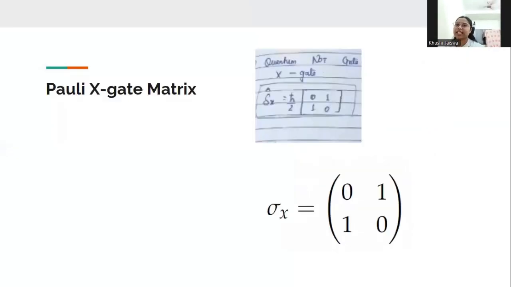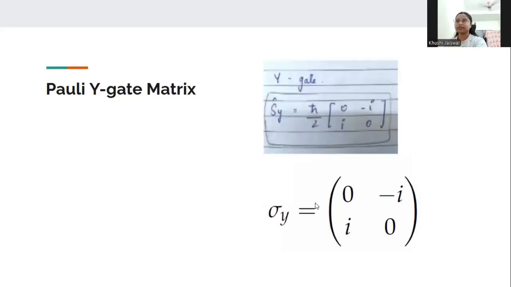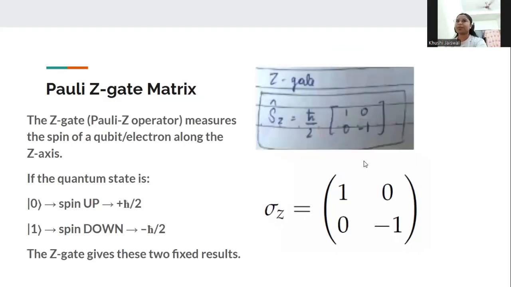The first gate we are going to see is the Pauli X gate, which is Sx equals h-bar by 2 times the matrix [0, 1; 1, 0], which we have also denoted by sigma x. Then our next gate is the Pauli Y gate. Its value corresponds to sigma y, h-bar by 2 times the matrix [0, -i; i, 0].